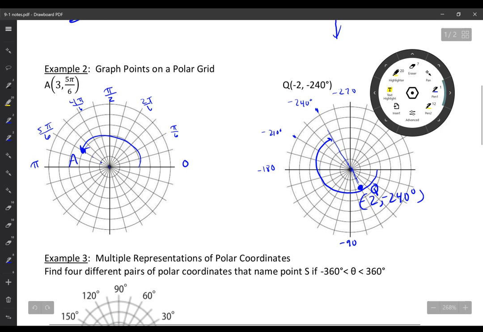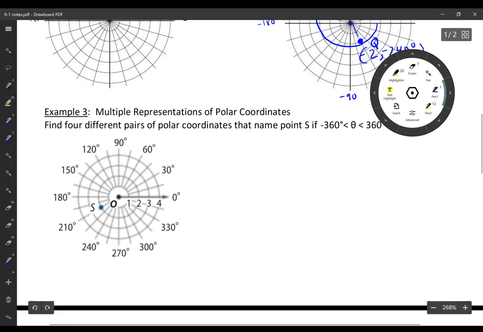All right. Multiple representations of polar coordinates. So this is the one that always really gets people. They want to know lots of different ways to give these names. So the first two are that we're going to go around clockwise and stop there. And the second one is we're going to go counterclockwise and stop there.